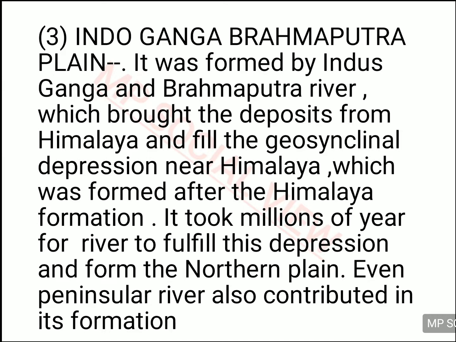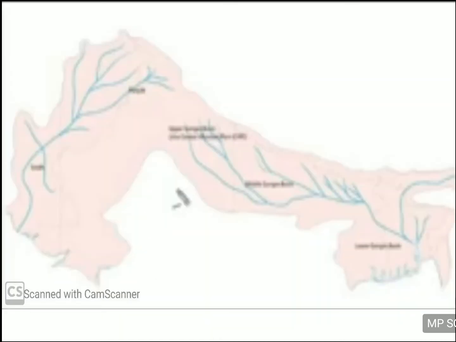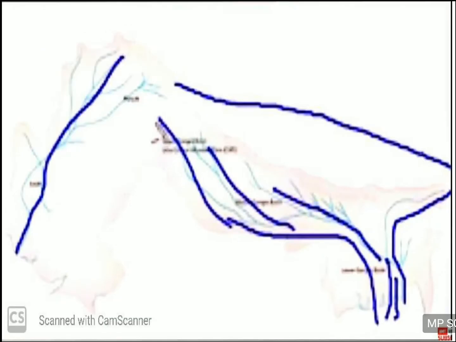Now you know all three geological divisions of India and how they got formed. You can see the northern plain of India. This is part of the northern plain, and you can see the rivers coming into this area, and when they come, they bring the erosional material and fill this plain.